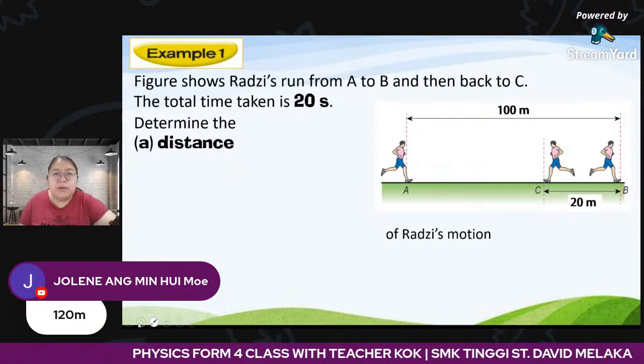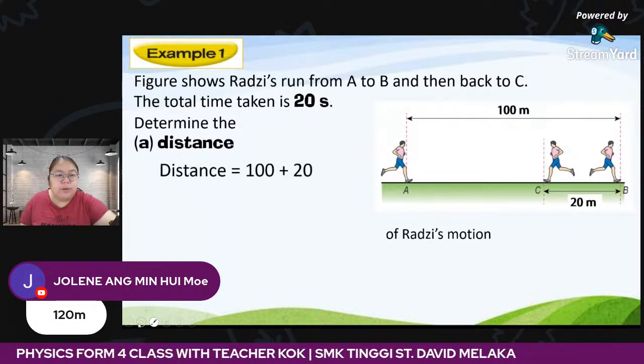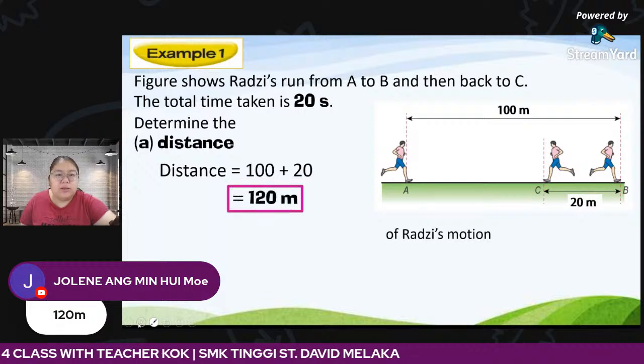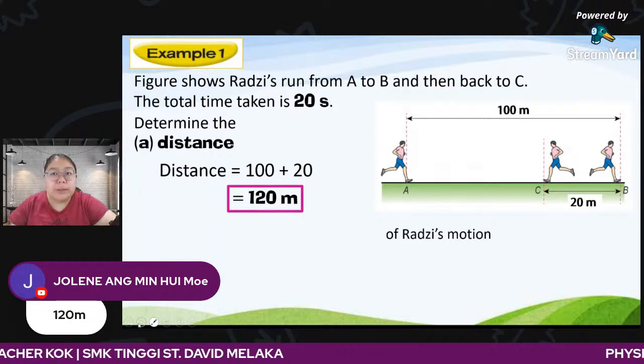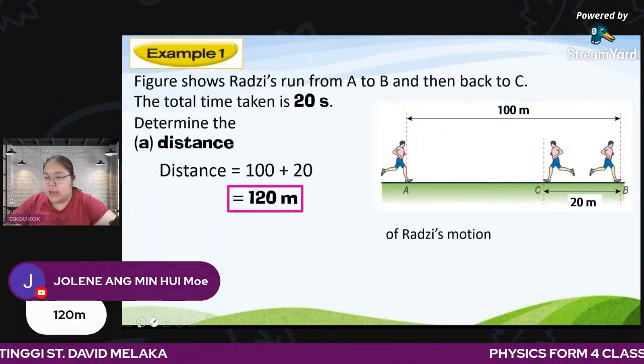So from here, we show the answer for distance. That means we don't care about direction. We just add only. So from here, the answer is 120 meter. Remember the meter. So this one is the answer.